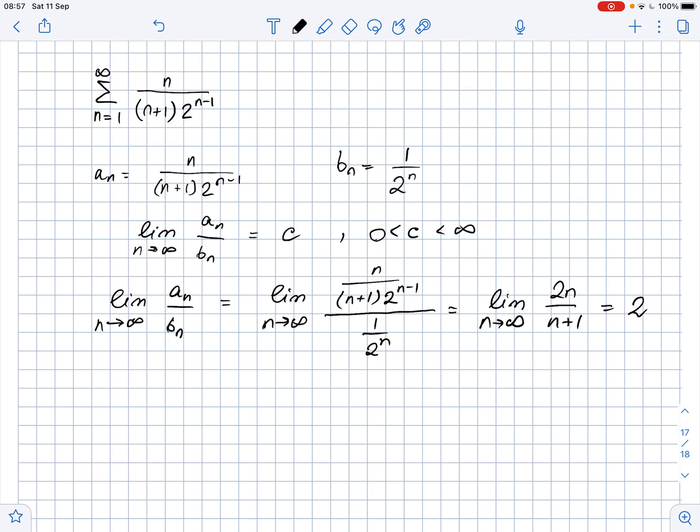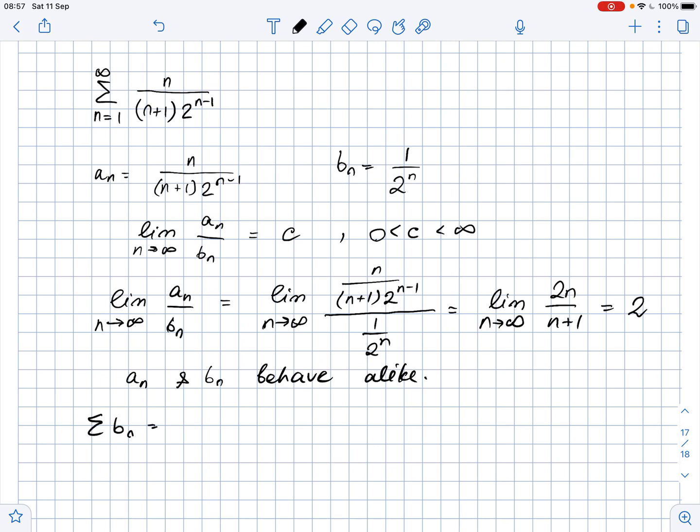So as you can see, the limit of a_n over b_n is a positive and finite number. That means that a_n and b_n behave alike. So either they both converge or they both diverge. Well, now let's look at series b_n.